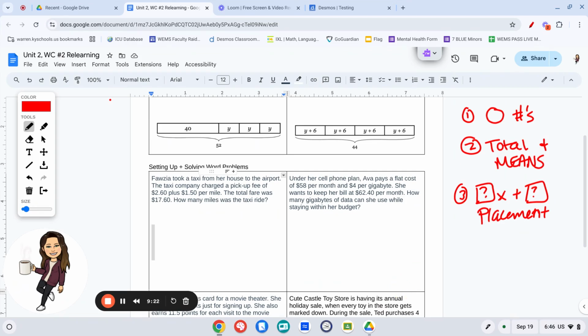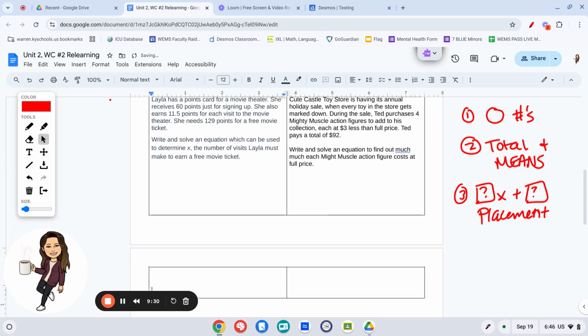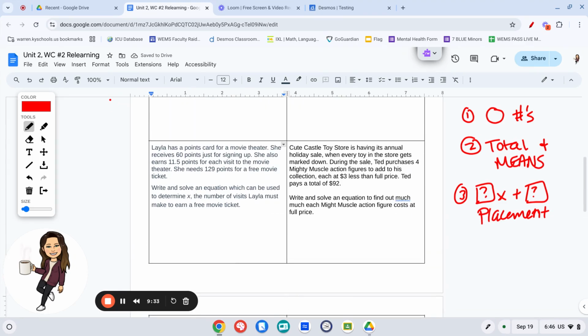Oops. All right, so next two. This one says Layla has a points card for a movie theater. She received 60 points just for signing up. So I'm going to circle my 3 numbers. Again, most of the time, guys, your total, what it equals, is going to be the biggest number. We're trying to get points, so we're adding up points, and we want to get the 129. Okay.